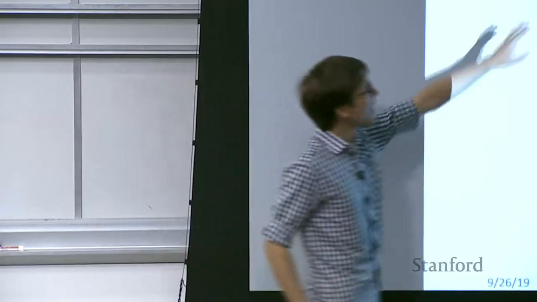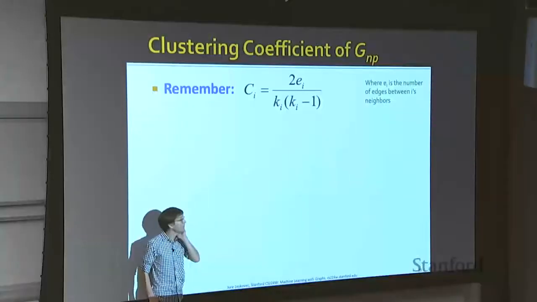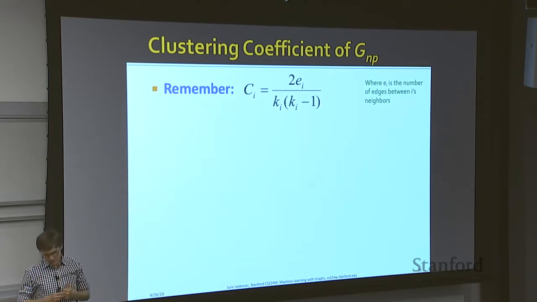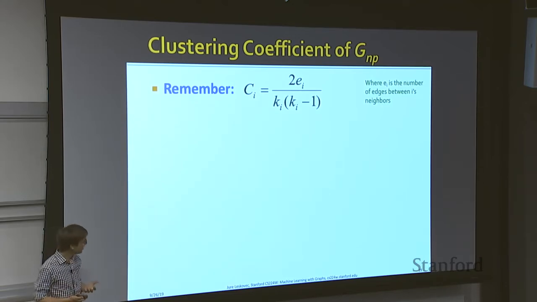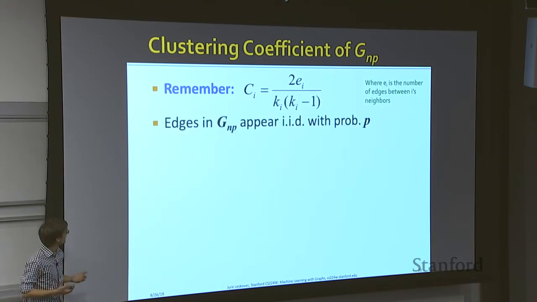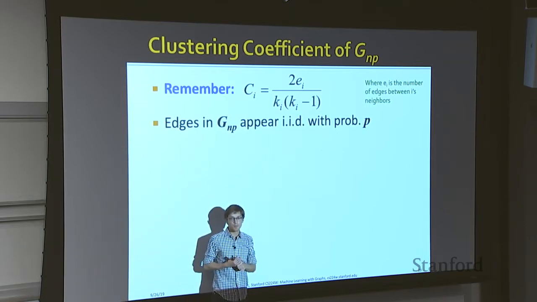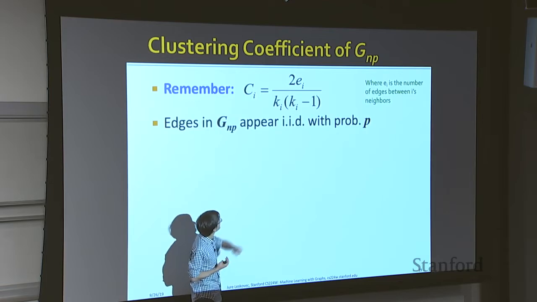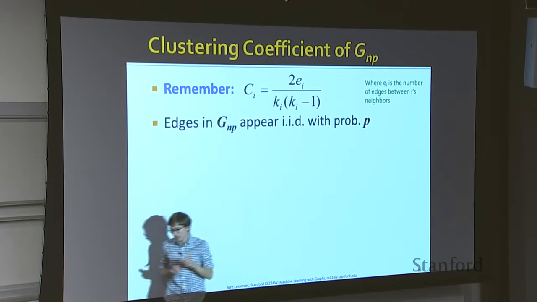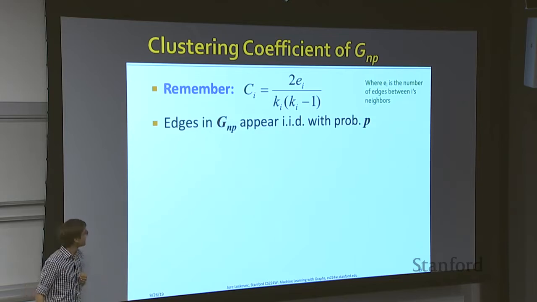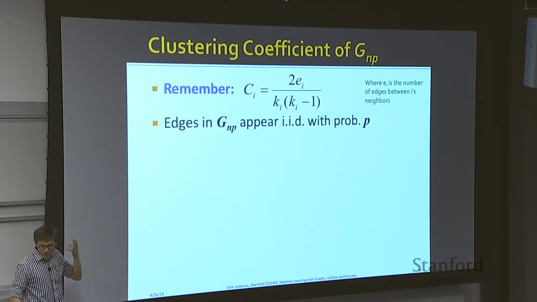The second property is the clustering coefficient, right? I have the formula for the clustering coefficient above, and it's actually very easy to prove what the clustering coefficient will be in this G(n,p) model. The only thing I have to remember is that edges in this model appear independently with probability p, right? So what do I need to compute? I need to compute E sub i, the number of edges between friends of a person, right?